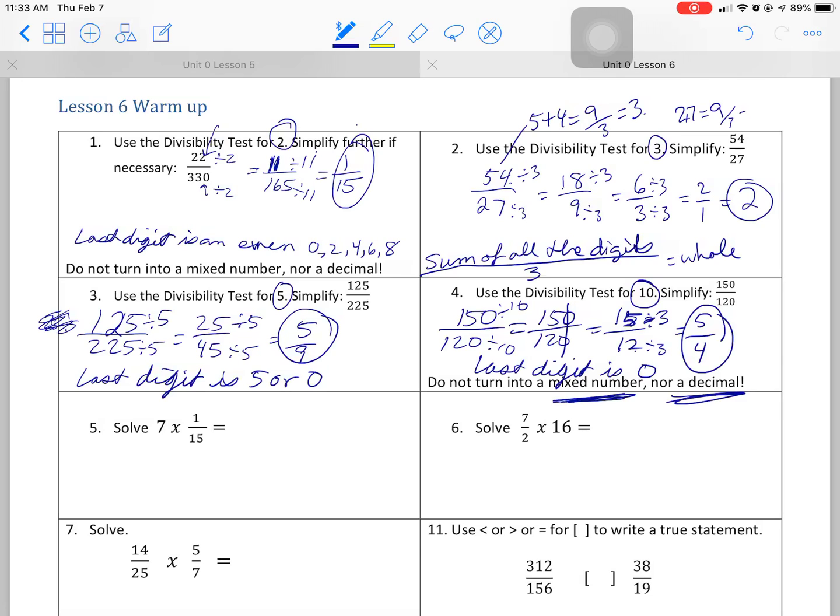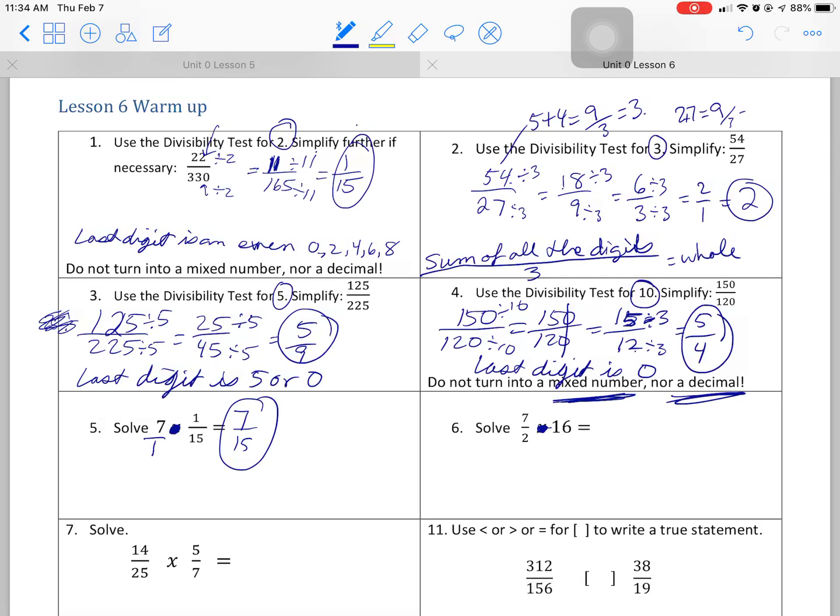All right. I should have made that a dot. 7 times 1 over 15. Well, the 7 is really over 1. 1 times 15 is 15. 1 times 7 is 7. There's my final answer. If that was a 14, you could take a 7 out of both, but you can't, so that's as good as you can.